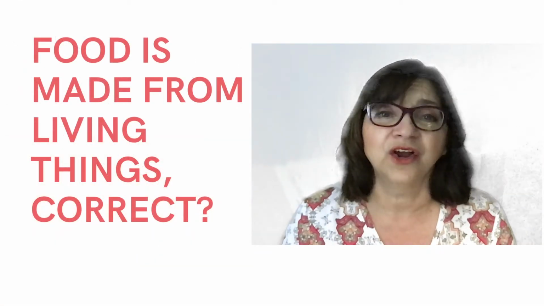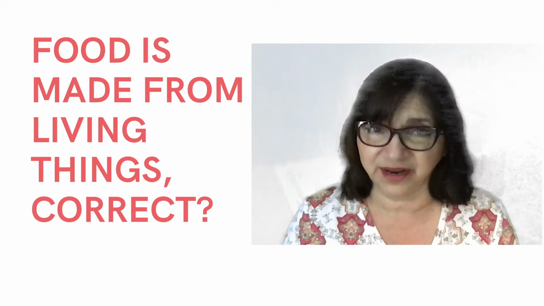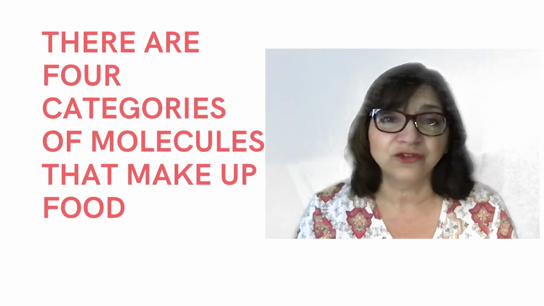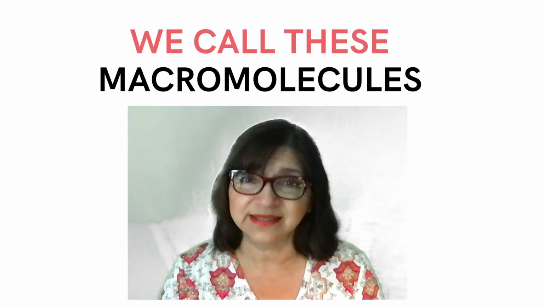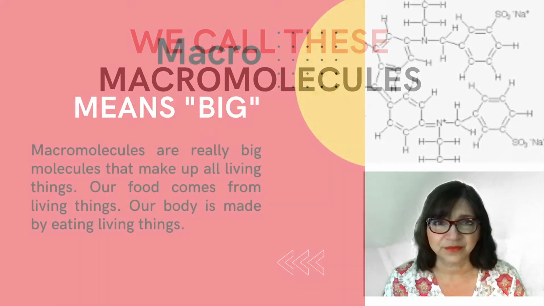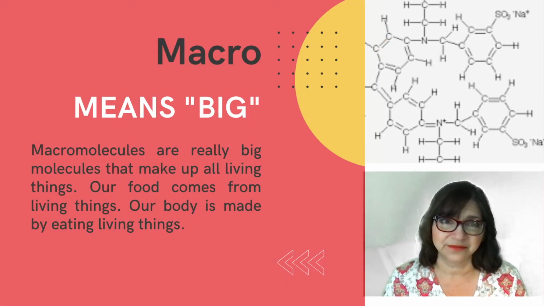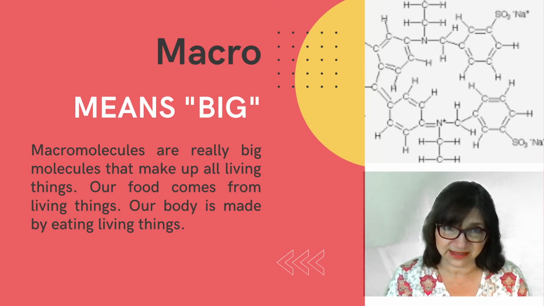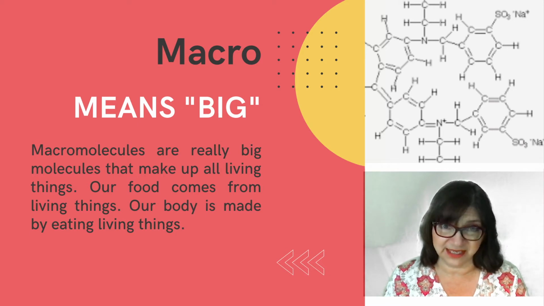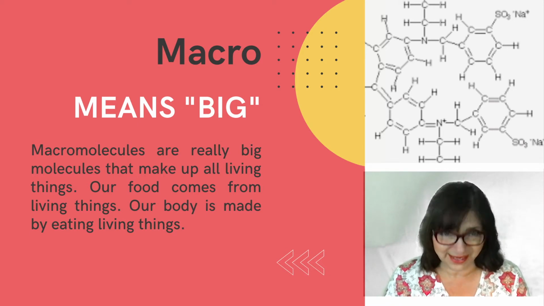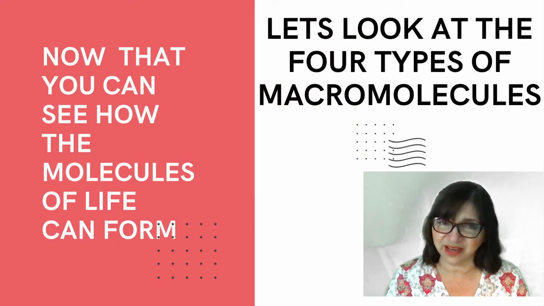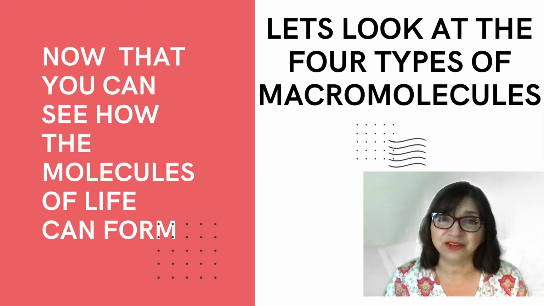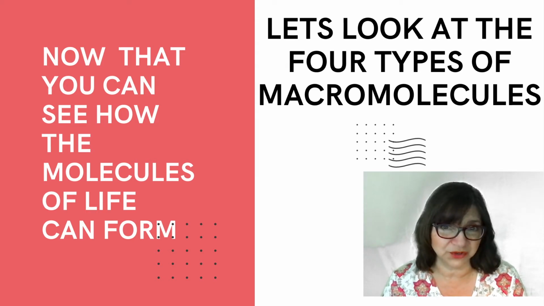As I said before, food is made from living things, correct? There are 4 categories of molecules that make up food. We call these macromolecules. Macro means big. Macromolecules are really big molecules that make up all living things. Our food comes from living things. Our body is made by eating living things. Now that you've seen how the molecules of life can form, let's look at the 4 types of macromolecules.